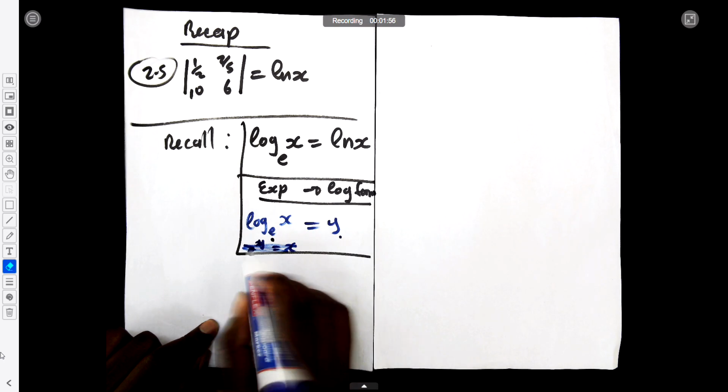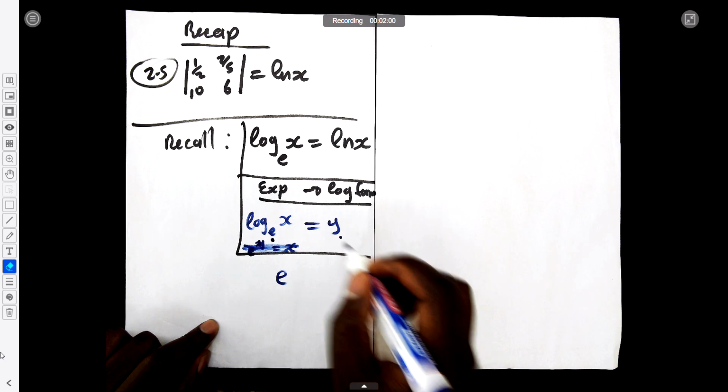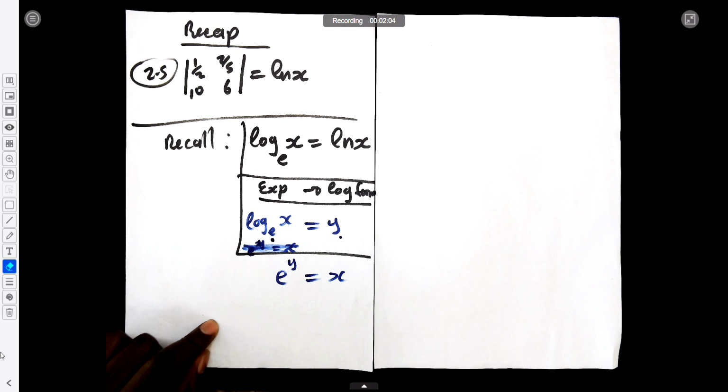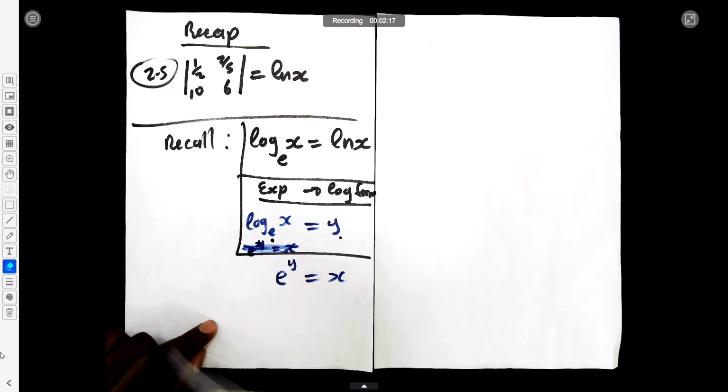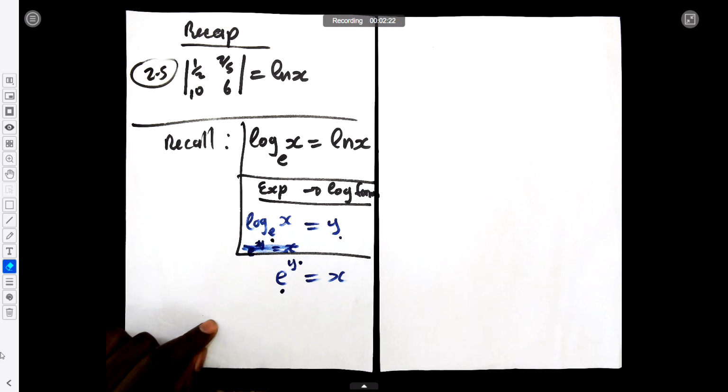In fact, that's not that clear. Let me write it down here. So I know the base is e, therefore the exponent is y. Then whatever is remaining, the variable that was in the log, is equal to the exponent level. So that was the change. Always, whatever is the base in the logarithm will be the base in the exponential. So we have a base here, we have an exponent.